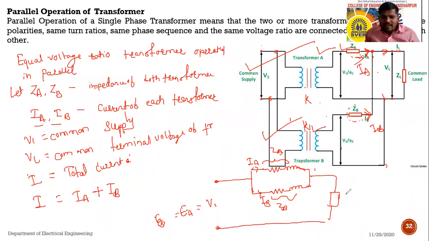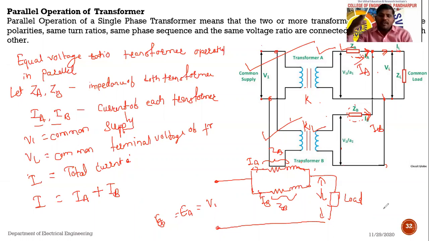Suppose this load has an impedance ZL, and it has a terminal voltage of VL. I have drawn an equivalent circuit diagram for that. Now, with the equivalent circuit diagram ready, we want to derive the load shared by each transformer.